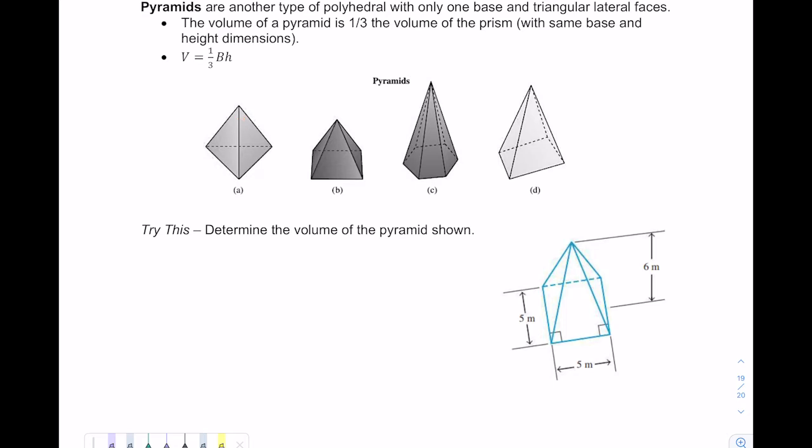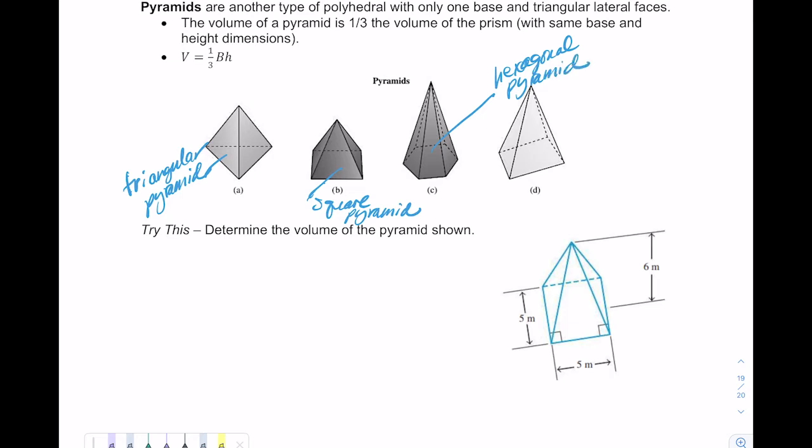Okay, so to name these, again, you would name them according to the shape of the base. So the base here is a triangle, so I would just call this a triangular pyramid. And then this shape here, the base is a square, so you would call this a square pyramid. And then this one here, the base is a hexagon, so we would call this a hexagonal pyramid. And then the base in letter D looks like it's a rectangle, so we would just call this a rectangular pyramid.